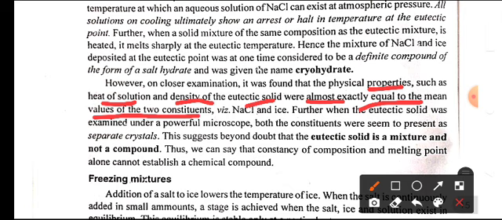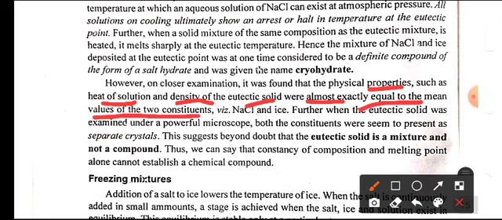Further, when the eutectic solid was examined under a powerful microscope, both the constituents were seen to be present as separate crystals. This suggests beyond doubt that the eutectic solid is a mixture, not a compound. So, what is the truth? The eutectic solid is a mixture, not a compound. It is evident when examined under a powerful microscope.